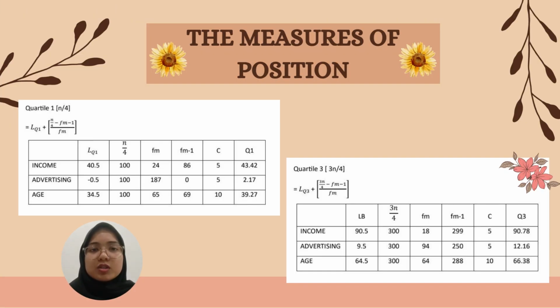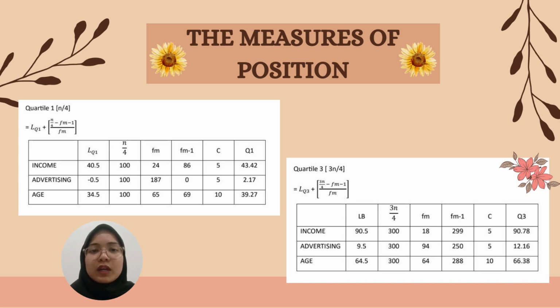The measure of position for quartile 1 is N per 4. We must first identify the lower class boundary of the quartile class, the cumulative frequency before the quartile class, the frequency of the quartile class, and the class size. Quartile 1 for income is 43.42, for advertising is 2.17, and for age is 39.27.